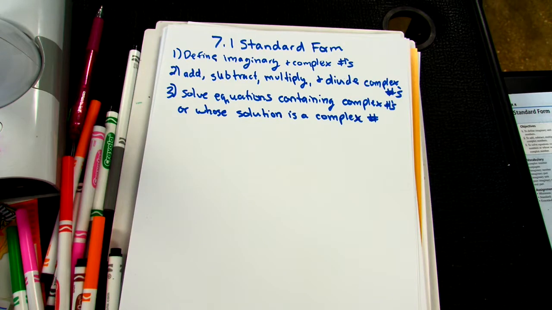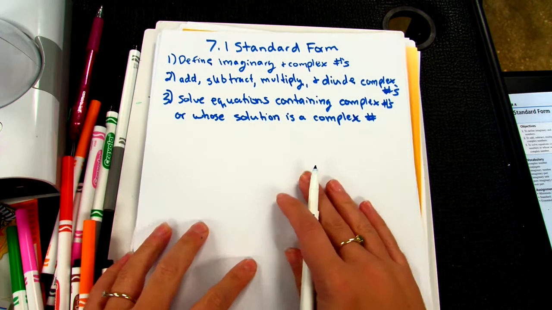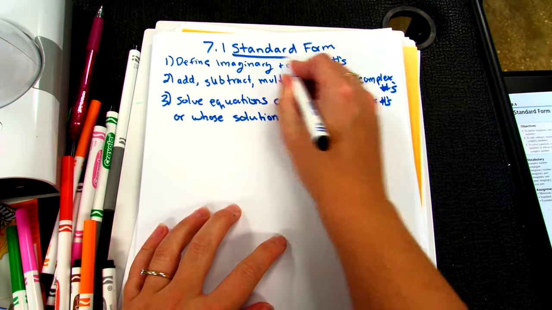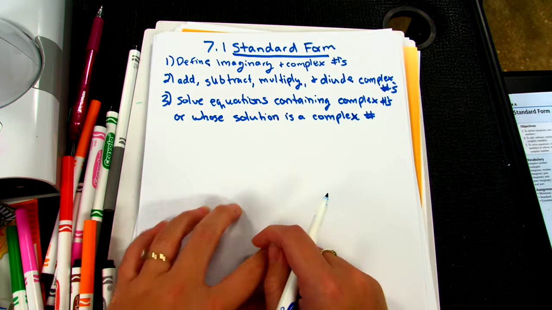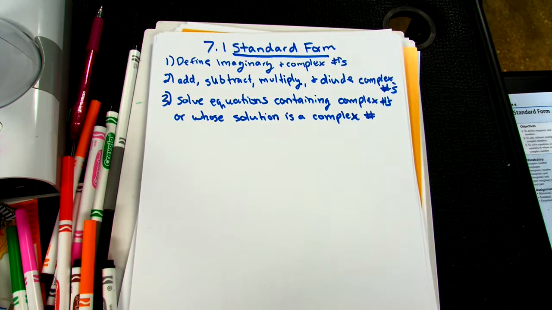We're going to start Chapter 7, which is about complex numbers, and we're going to start off learning about standard form for complex numbers. So our objectives: we're going to define imaginary numbers, define complex numbers, and then we're going to learn how to add, subtract, multiply, and divide complex numbers. And then we're going to solve equations that have complex numbers in them. And also, when we solve equations, our solution is going to be a complex number.